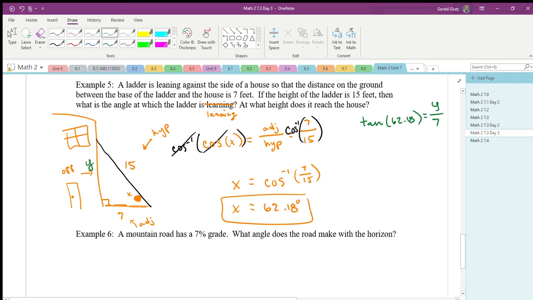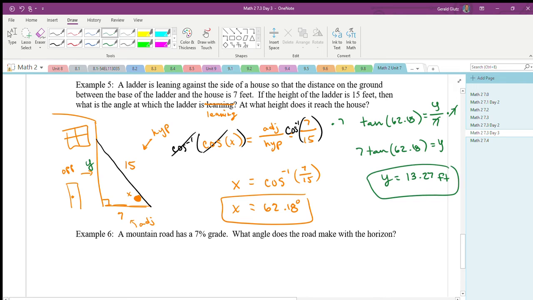Now I need to get y by itself. Right now I'm dividing y by 7, so the opposite of dividing by 7 is multiplying by 7. I'm going to multiply both sides by 7. So now I have 7 times tangent of 62.18 equals y. So tangent of 62.18 times 7. I get y is equal to about 13.27. I think it was feet, yeah. So 13.27 feet.